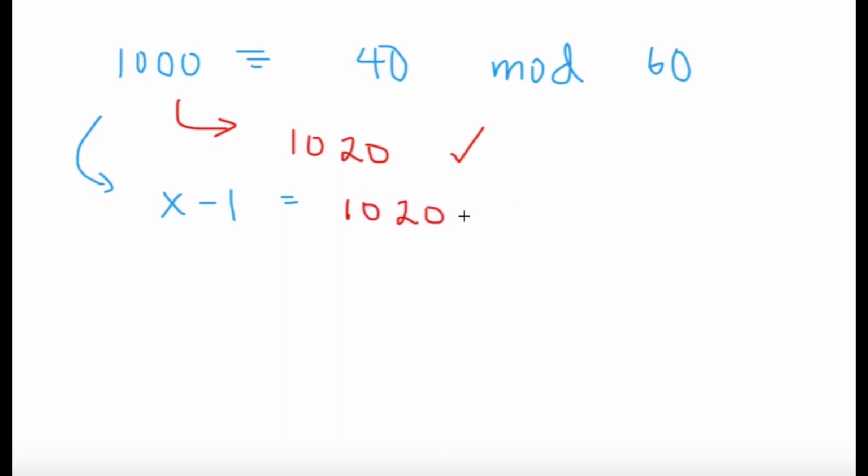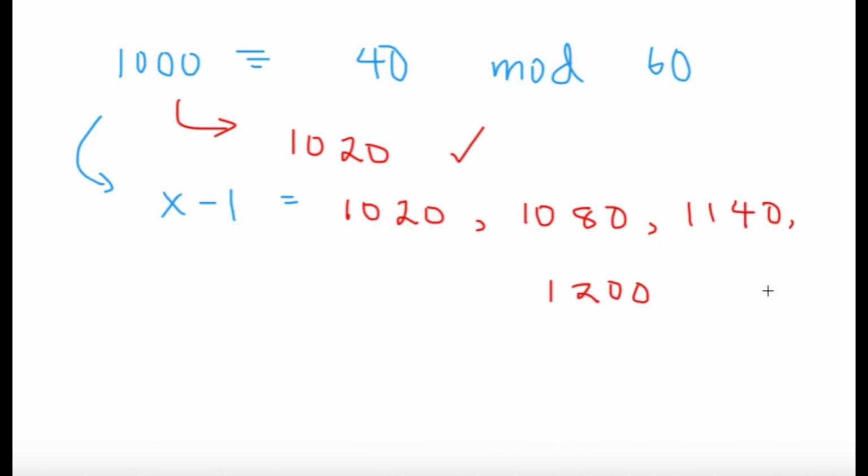Now obviously I can keep going up. So 1020, 1080, 1140, and lastly 1200. I can continue this thought, but we're just asked for the 4 smallest 4-digit numbers, so I'll stop right there.